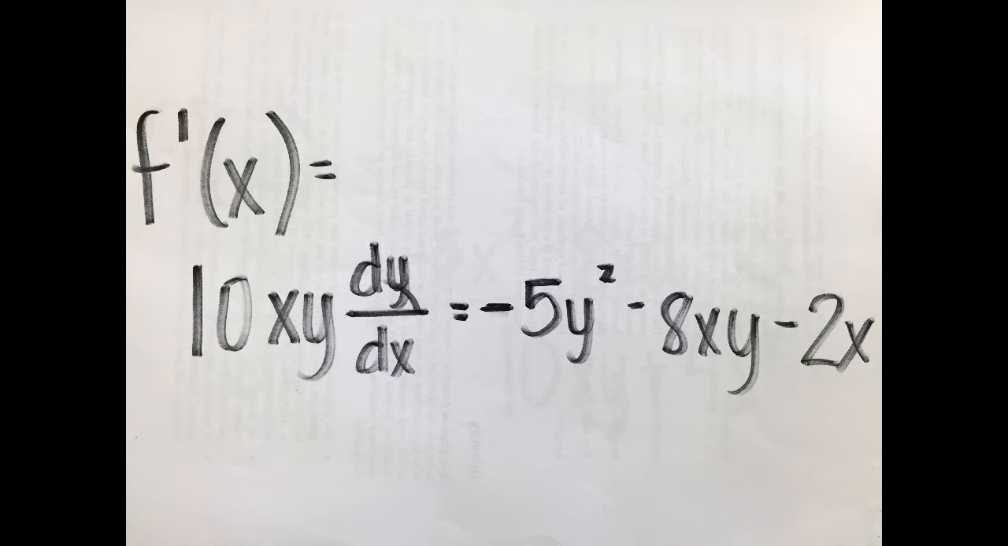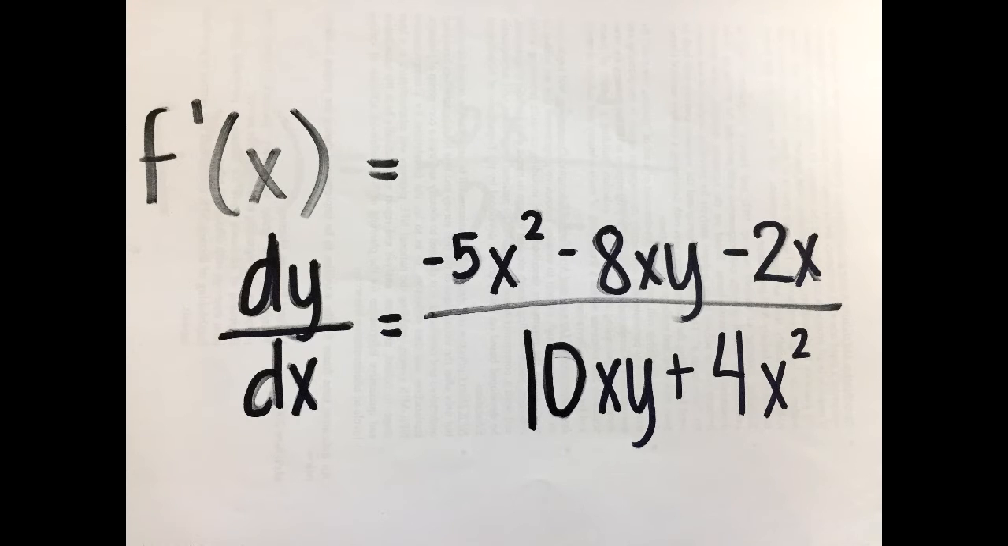Third step, combine them and solve for dy over dx. So it will become 10xy dy over dx is equal to negative 5y squared minus 8xy minus 2x. So divide both sides and the answer is dy over dx is equal to negative 5y squared minus 8xy minus 2x over 10xy plus 4x squared.